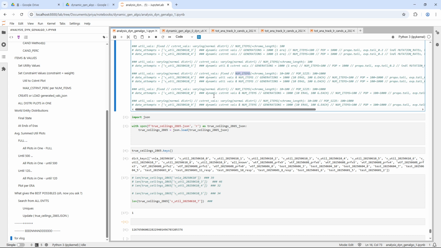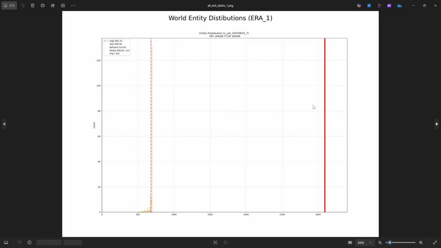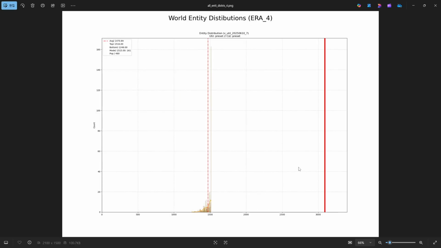Next up is when I had the utility values fixed and the constraints values set to vary, and the number of items would start from 10 all the way to 100, along with the population size starting from 100 to 1000. And when I did that, this is what happened, the entity distribution.